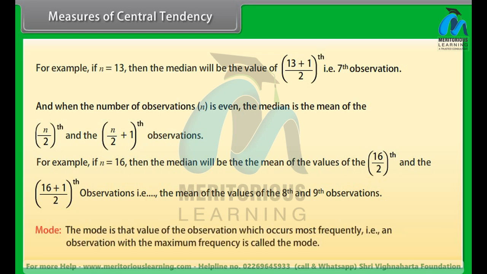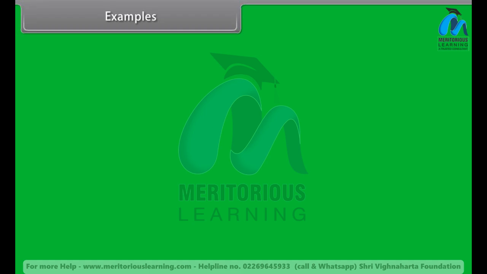The last one is mode. The mode is that value of the observation which occurs most frequently, that is, an observation with the maximum frequency is called the mode. Examples. Let us now solve some examples.